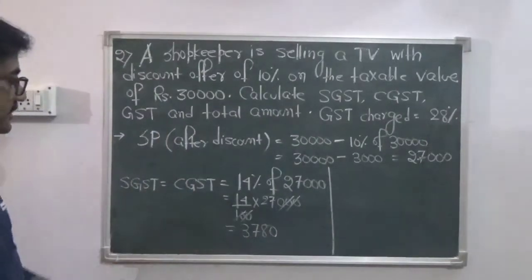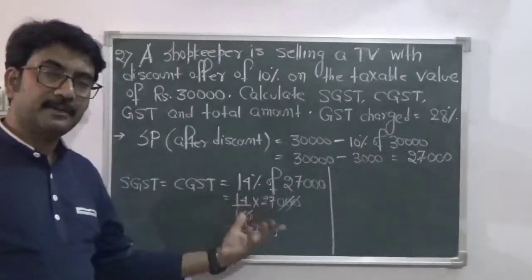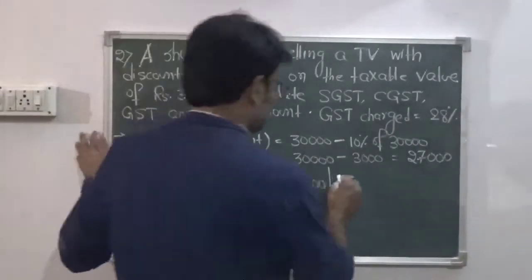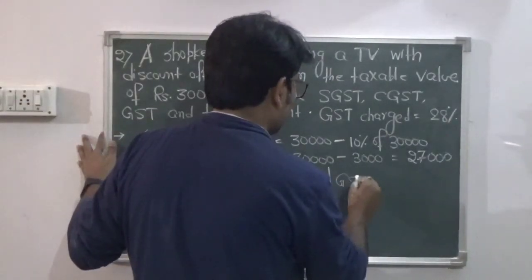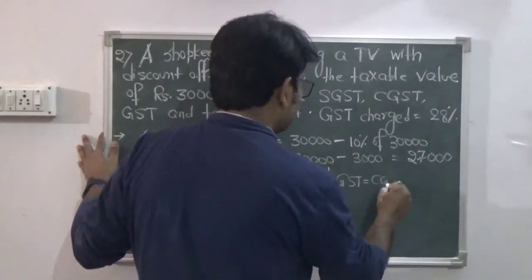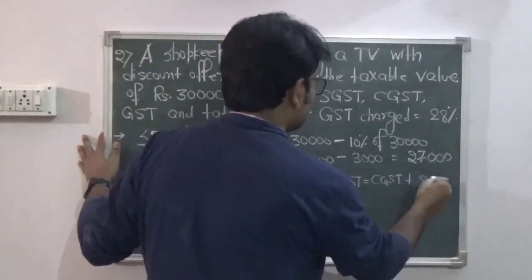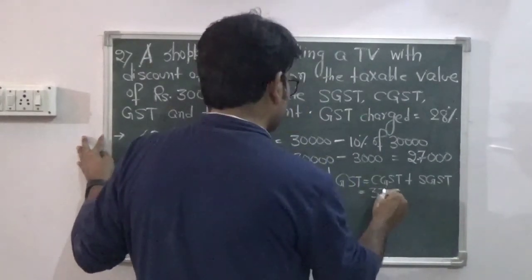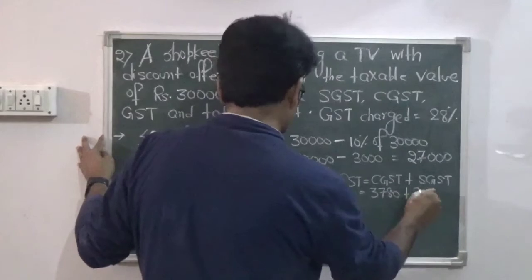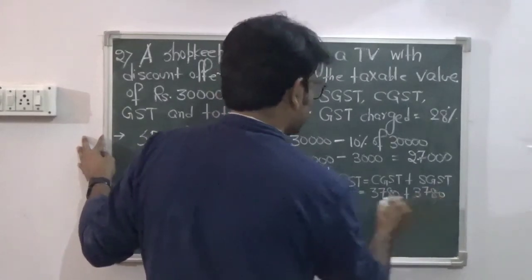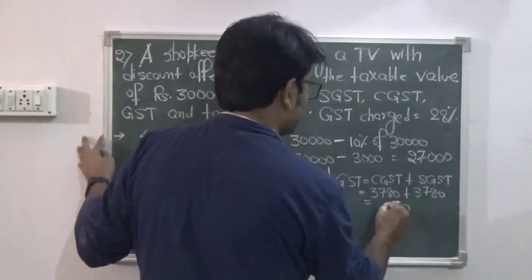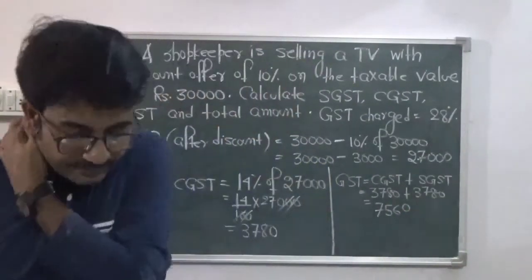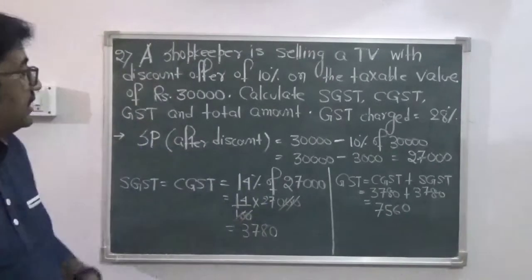Now, what is GST? The GST is 3780 multiplied by 2. That is, GST equals CGST plus SGST. So that is 3780 plus 3780, which comes to 7560. So 7560 is the GST.